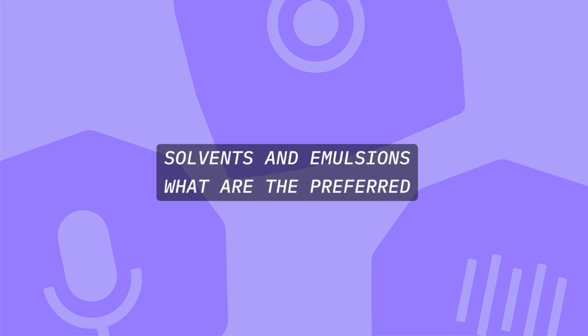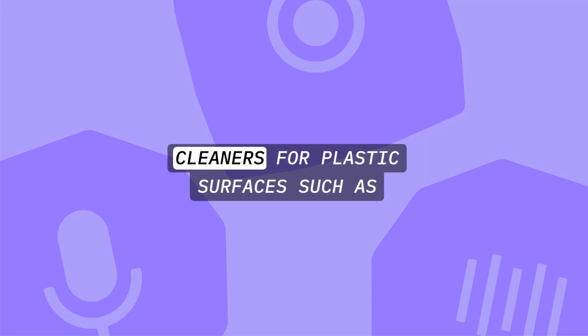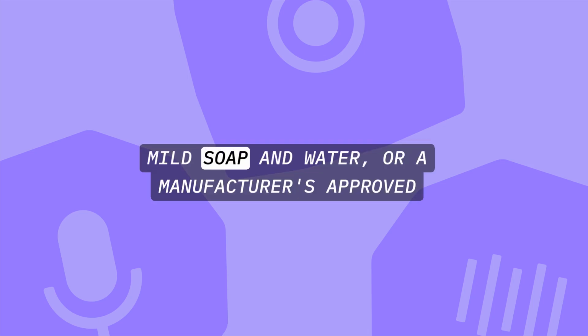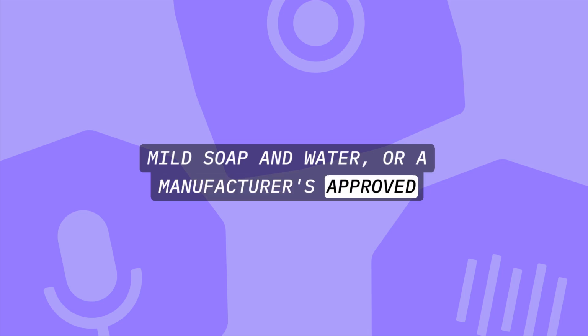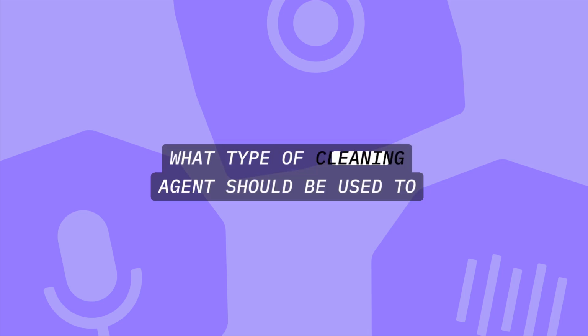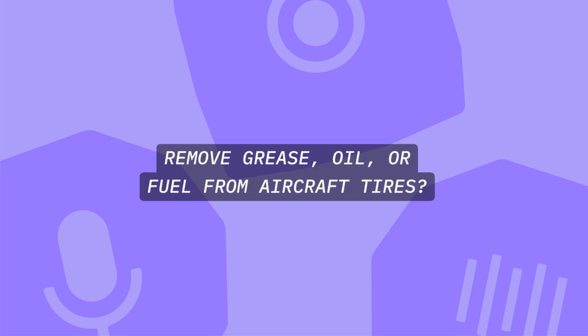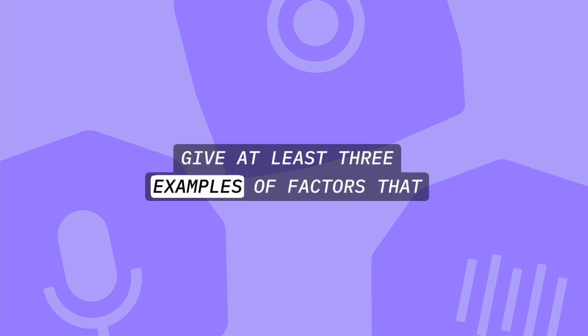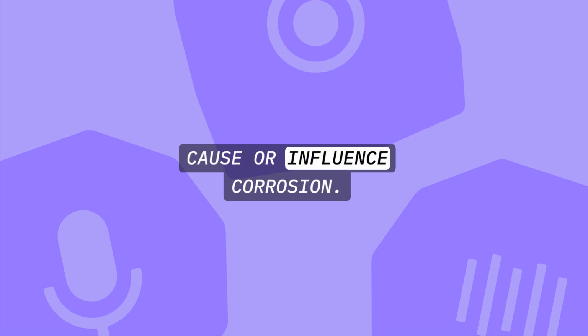Solvents and emulsions. What are the preferred cleaners for plastic surfaces such as windshields? Mild soap and water, or a manufacturer's approved cleaner. What type of cleaning agent should be used to remove grease, oil, or fuel from aircraft tires? Soap and water. Give at least 3 examples of factors that cause or influence corrosion.